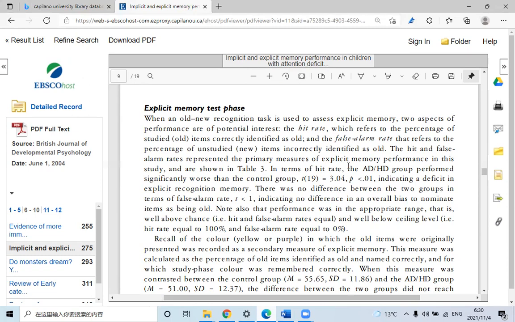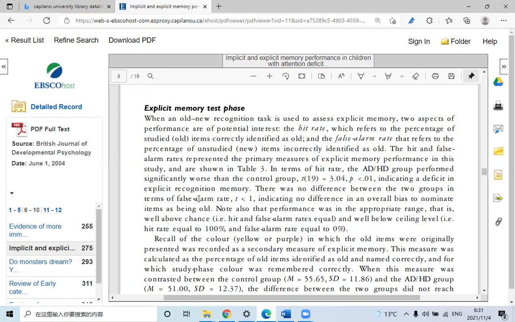In terms of hit rate, the ADHD group performed worse. It's significantly worse than the control group. Here, the p-value, they did a t-test. We don't have to worry about the t-test, but we see the p-value is highly significant, indicating a deficit in explicit memory recognition. There was no difference between the two groups in terms of false alarms.